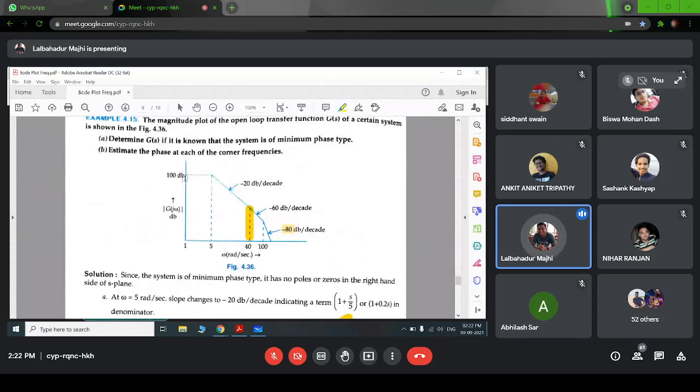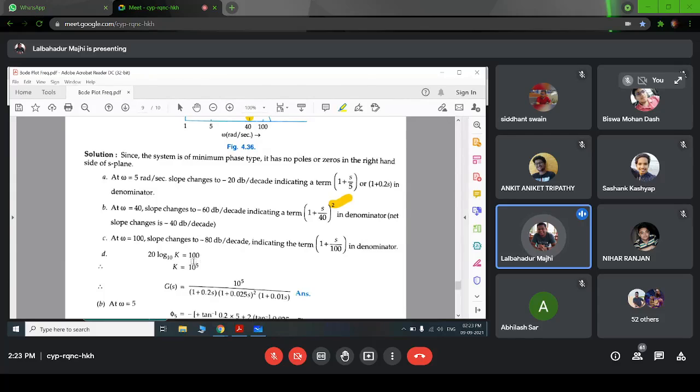And then we will determine the value of k. 20 log k is 100, right? Because for a type 0 system, we determine the initial point by using 20 log k. So 20 log k is 100, so k is 10 to the power 5. So we can write the transfer function as 10 to the power 5 divided by (1 plus 0.2s) into (1 plus 0.025s) whole square into (1 plus 0.01s). So this will be our transfer function from the Bode plot.